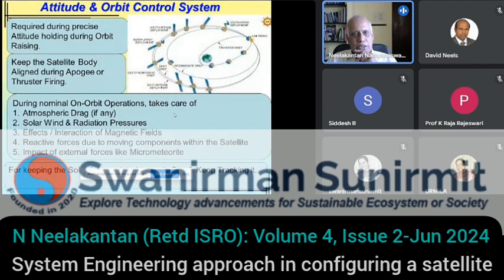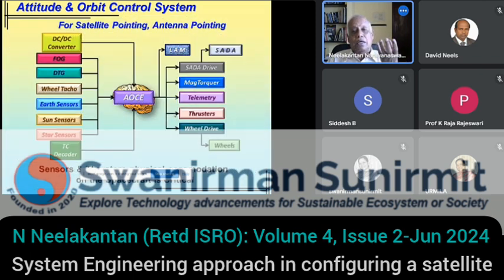So the attitude and orbit control is required during precise attitude holding during orbit raising, keeping the satellite body aligned during apogee thruster firing. During on-orbit conditions, there will be atmospheric drag, solar wind disturbances, radiation pressures, and magnetic field interactions, reactive forces due to moving components between the satellites. All these things produce small amounts of disturbances on the spacecraft, which disturbs the attitude of the spacecraft. This requires correction very frequently, and the attitude control system does the same thing.